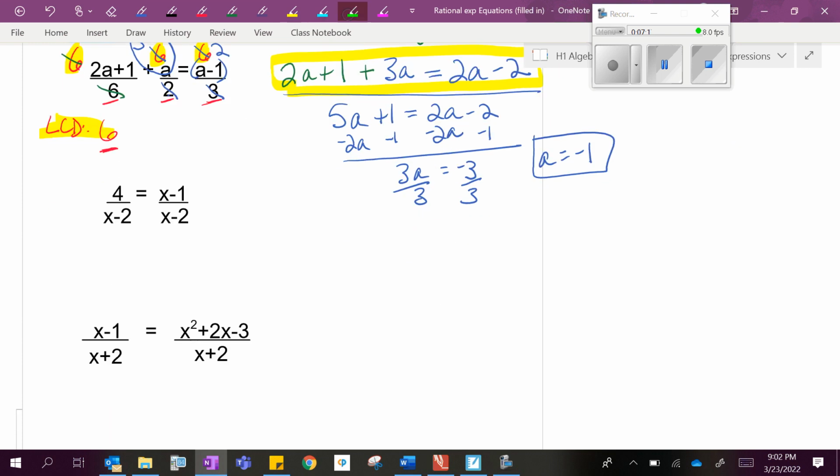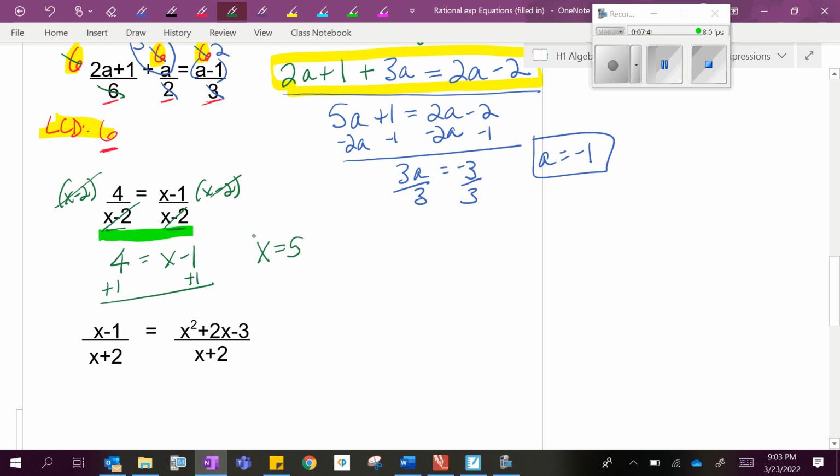Looking at this one, this is an even easier problem where we just have two fractions on either side. So our common denominator is x minus 2. If we multiply every term by x minus 2, we can see that it cancels on this side and we get 4. It cancels on this side and we get x minus 1. We can add 1 to both sides and we get x equals 5.